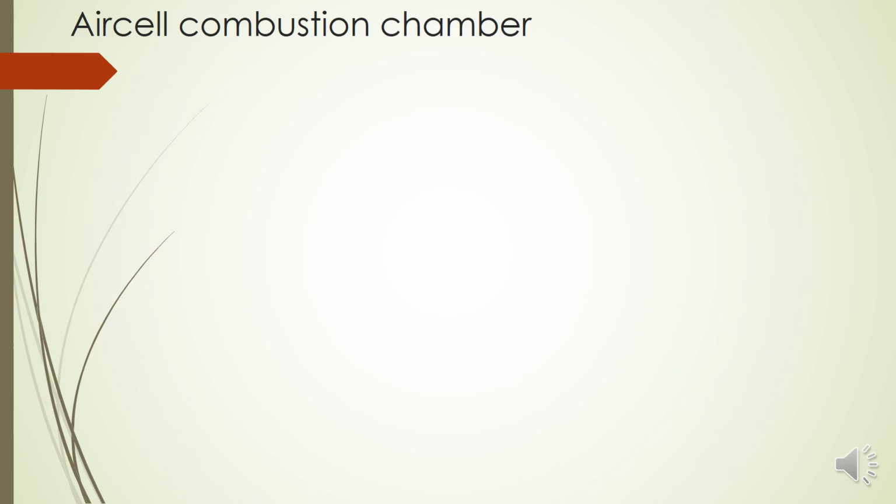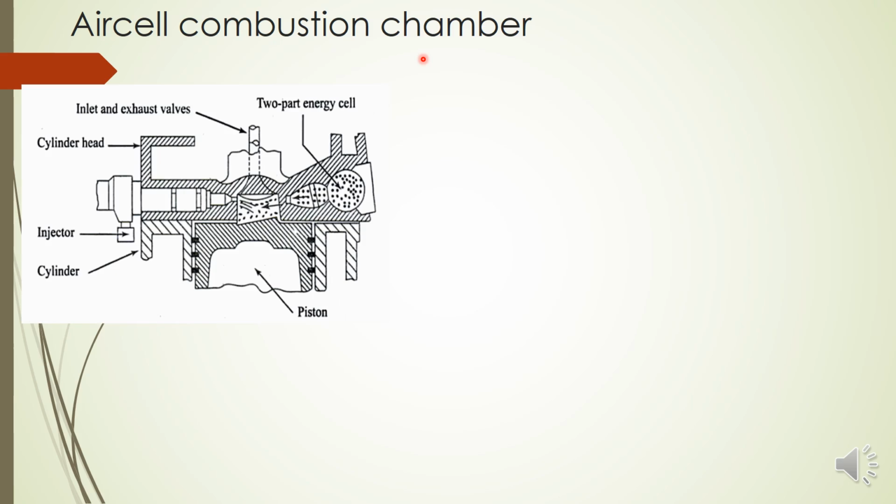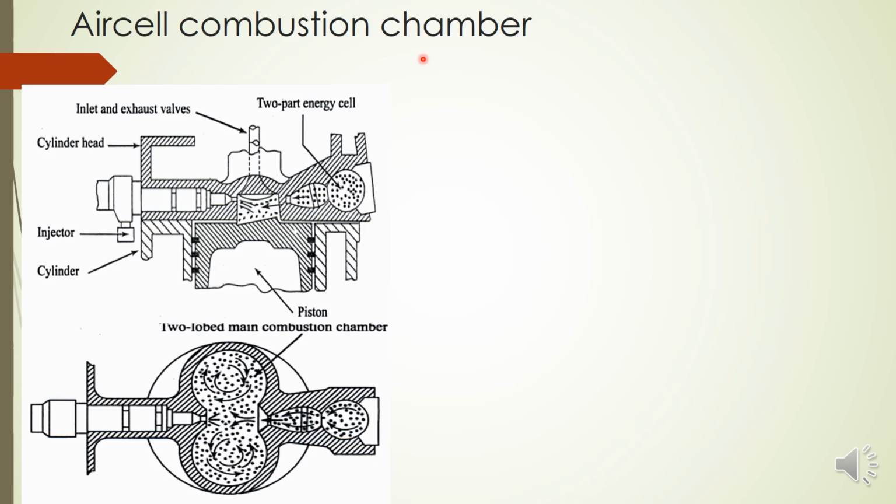Now we are going to the final type of combustion chamber, that is the air cell combustion chamber. It is also known as the energy cell combustion chamber. This is the front view of that type of combustion chamber, and this is the top view. You can see here, this is the main combustion chamber, and it is two-lobed. If you look at the top view, it is not a single lobe, but a two-lobe type combustion chamber. This is the main combustion chamber.